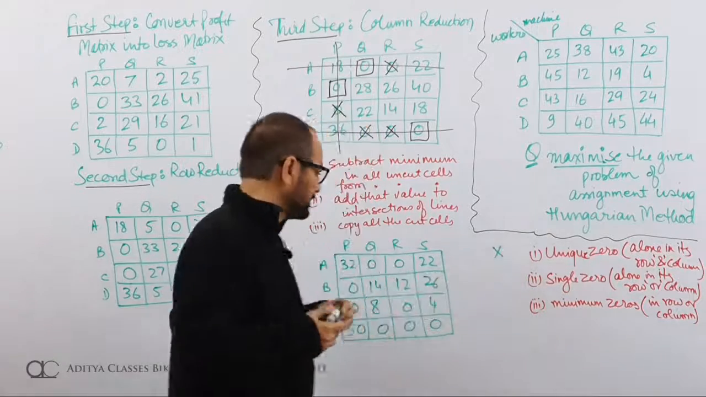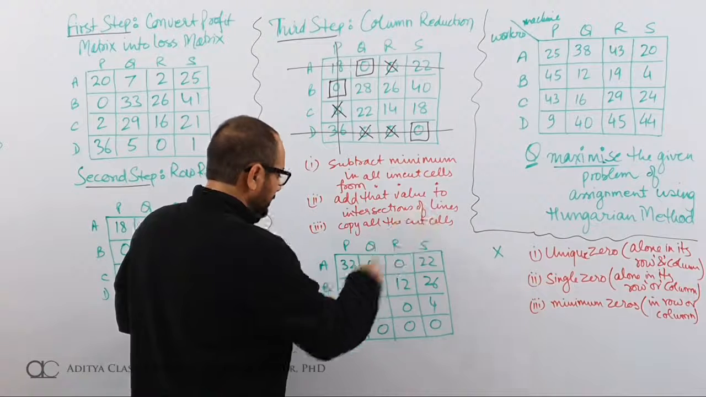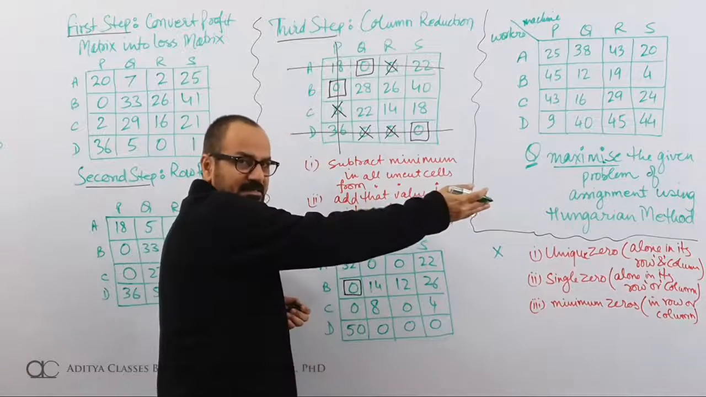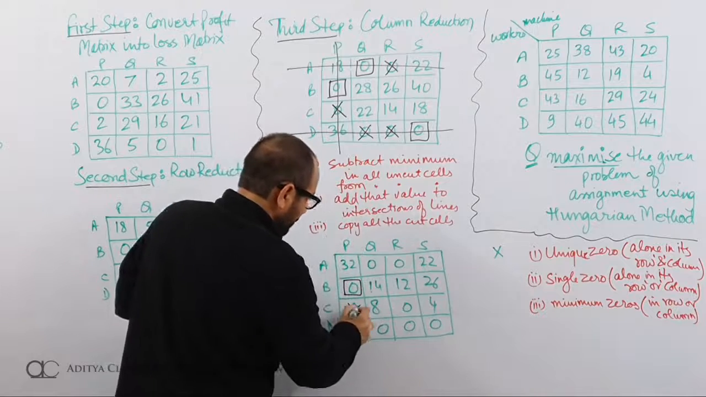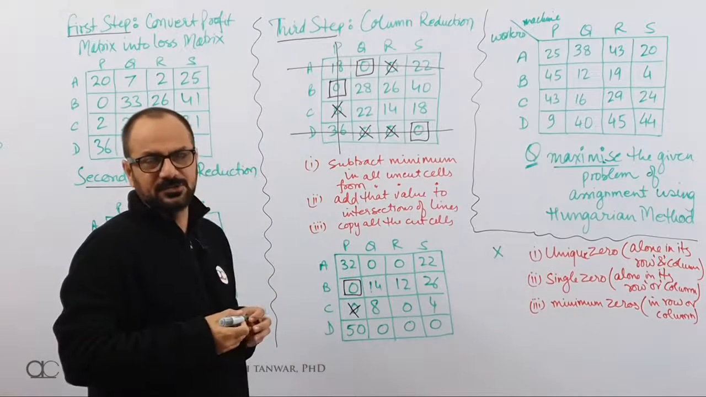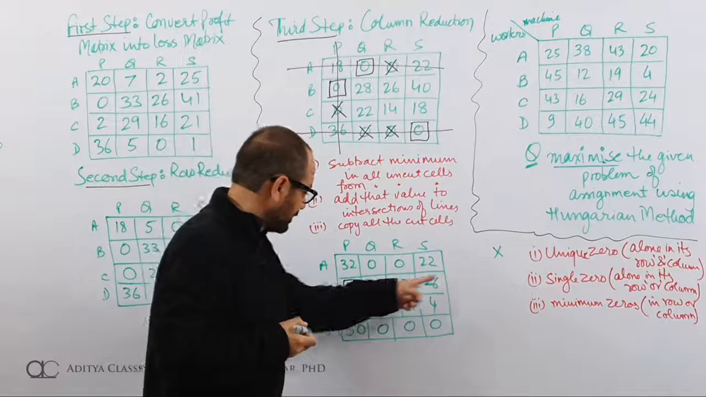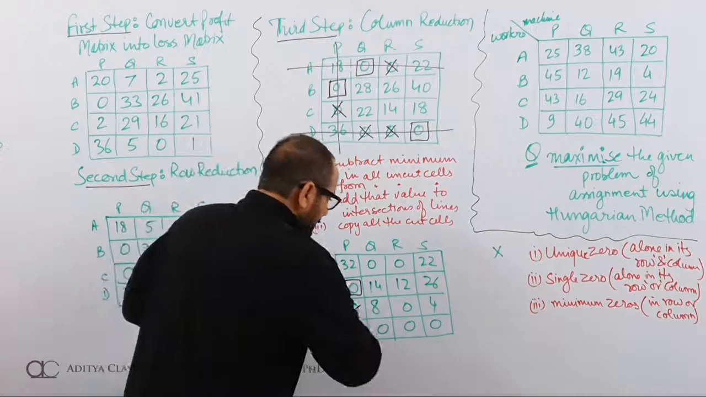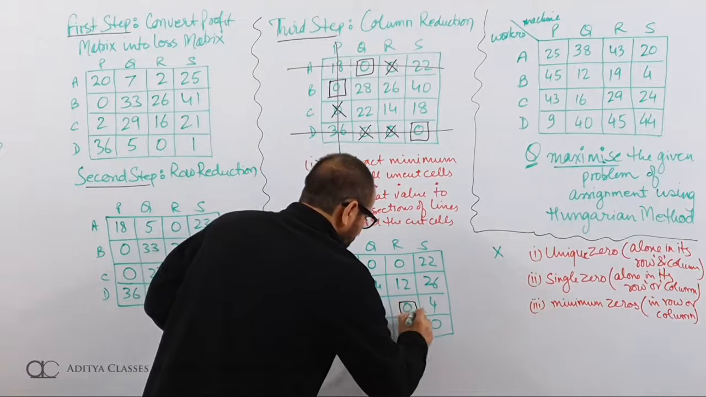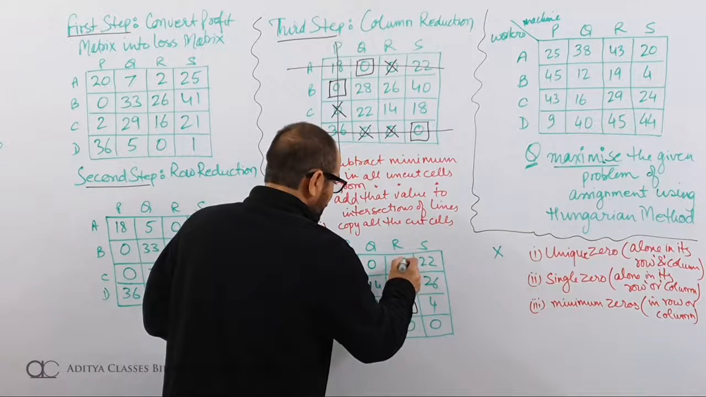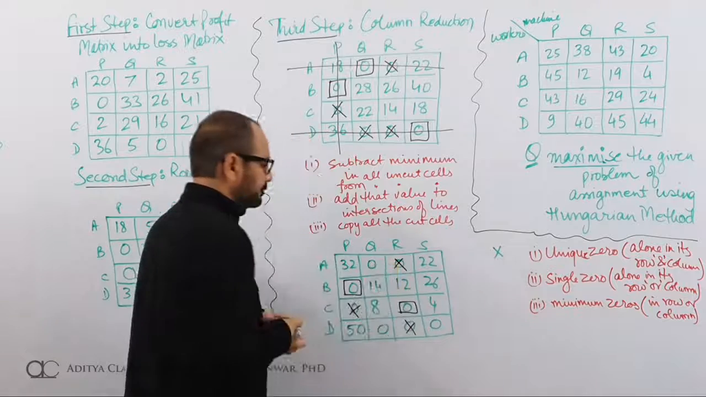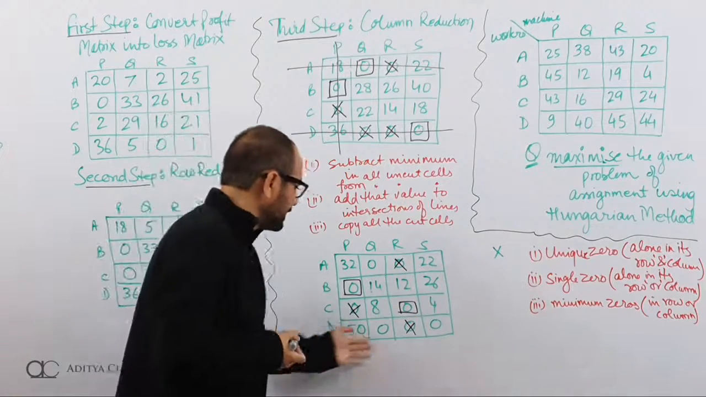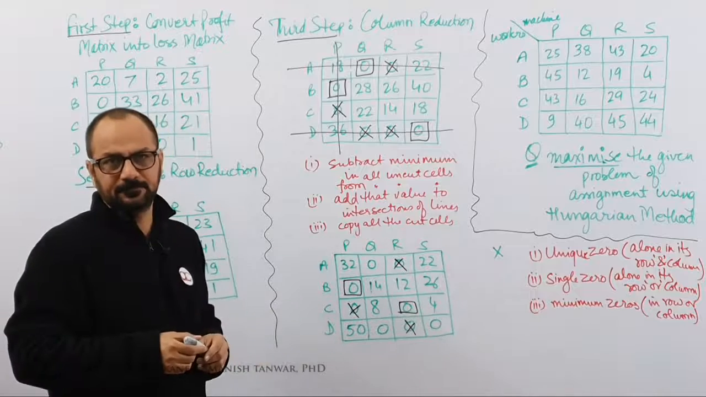So let me go for single zeros. Two zeros, leave it. Here one zero, at least row wise it is single. Let me remove the column zeros. Now it is unique. Nobody in its row, nobody in its column is 0. In C, we have a single 0. Make an assignment, make it unique. We made it unique.